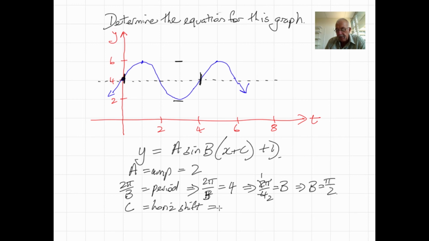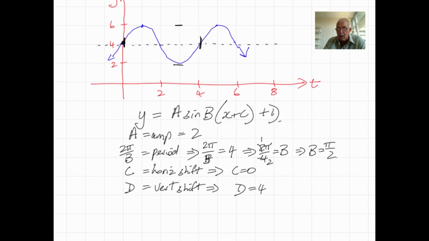So there's my b. We've already ascertained there is no horizontal shift, so c equals 0. And d is the vertical shift, and it looks like my equilibrium line has moved up from the t-axis, up 4 units. So d is equal to 4. And so we can now just write the equation.